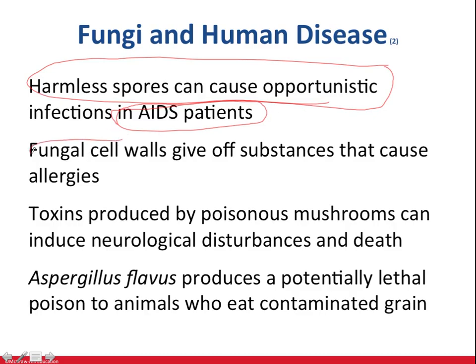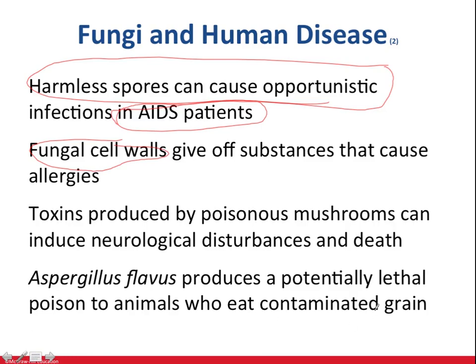The fungal cell walls also contain some strange substances that can cause allergy in humans. Some fungi can also produce toxins, like poisonous mushrooms. If a person picks a mushroom and eats it, the toxin will kill the person.